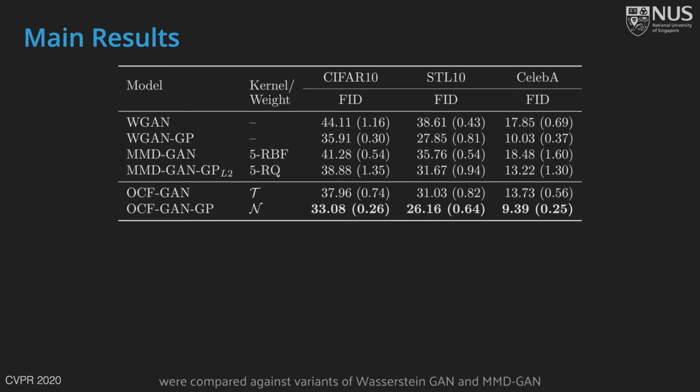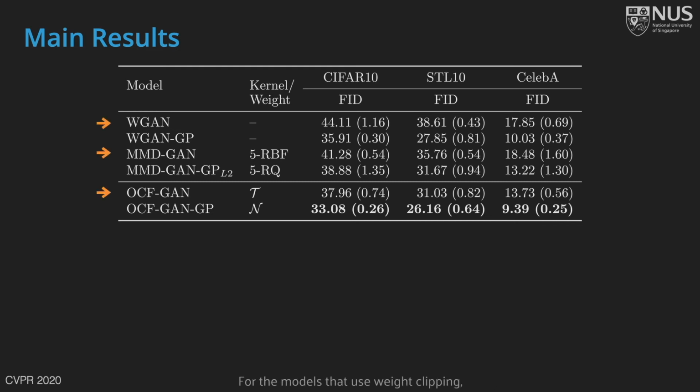Both quantitative and qualitative results show that eCFD is an effective distance metric for training GANs. Different variants of the characteristic function GAN were compared against variants of Wasserstein GAN and MMD GAN on the CIFAR10, STL10 and Celebrity Faces datasets. We conducted experiments with the normal and the student t weighting distributions. Two different techniques were employed to ensure the Lipschitz property of the discriminator, weight clipping and gradient penalty. We compared the models in terms of the FID score, where a model that achieves a smaller value is better.